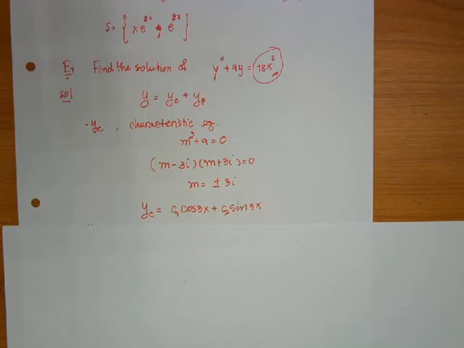To find yp, here is the method using the undetermined coefficient method. First, you have to write down the set of UC functions. From the previous example, can you tell me what the functions are inside the UC set of x squared? x squared, x and 1.